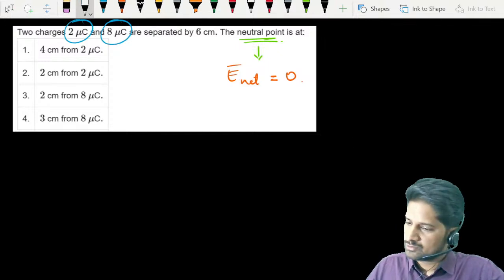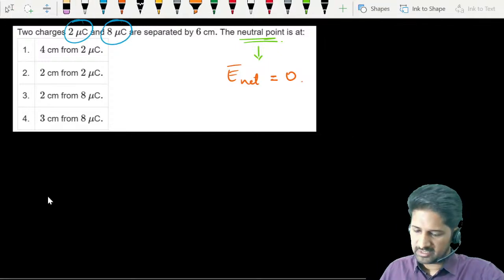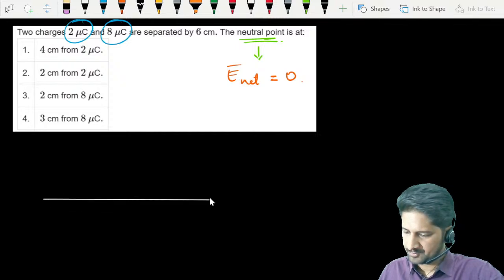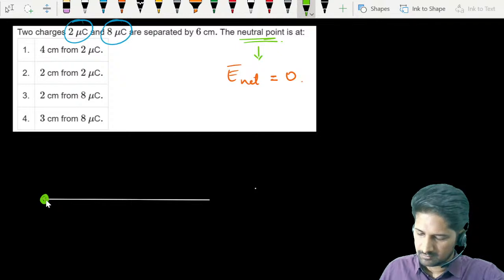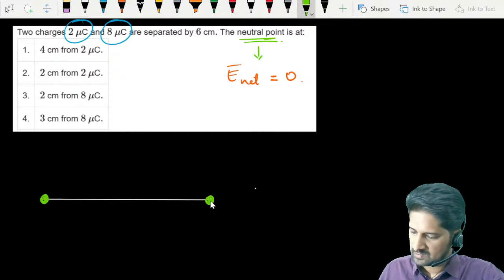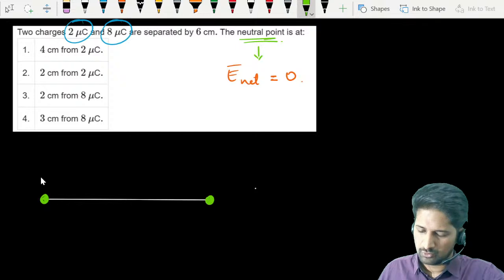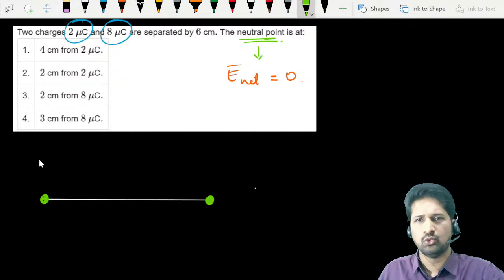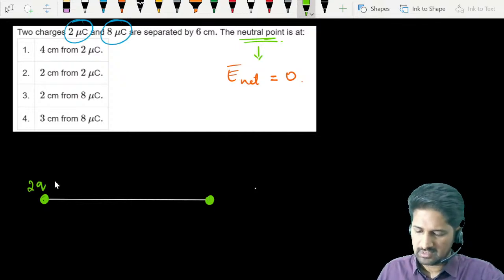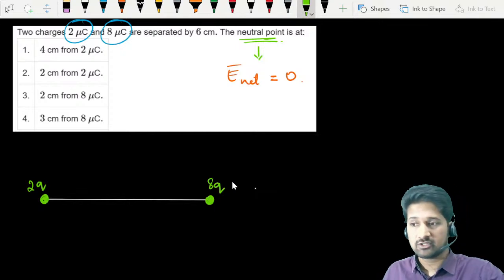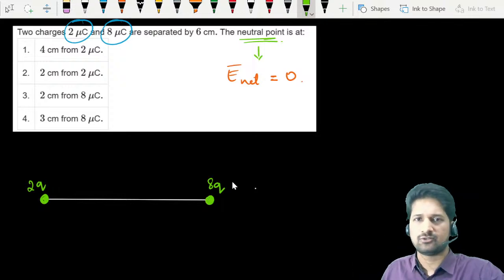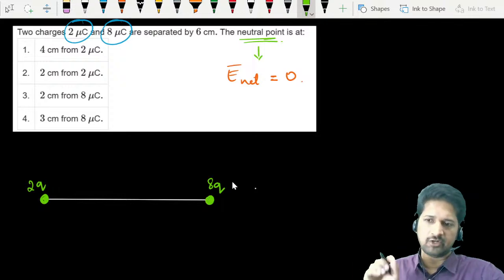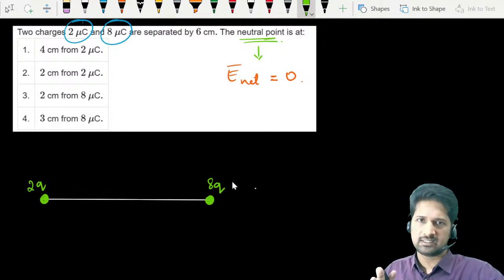Let's consider the two charges first, separated by some distance. One charge is 2 microcoulombs, let's just call it 2q, and the other charge is 8q, 8 microcoulombs. Finally you will realize that it's just the ratio of charges that matters. The exact charge does not matter. To find the neutral point, we only need to know the ratio of charges.